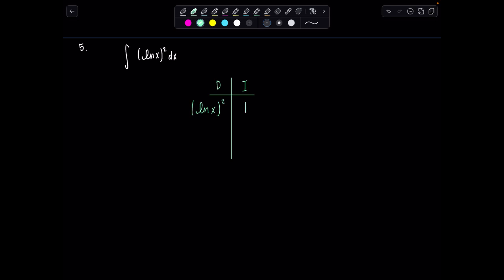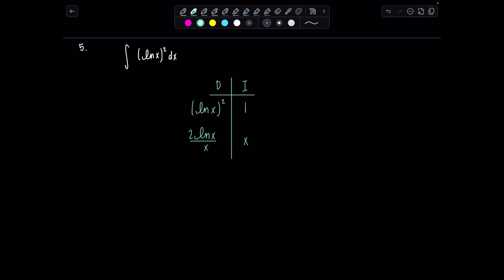Now, I already can tell that the derivative is never going to be 0, right? So take the derivative of ln of x squared. It's 2 ln of x. And then by the chain rule, you have to multiply by the derivative of ln of x, which is 1 over x. So this is all divided by x. And then integrate, the antiderivative of 1 is just x.